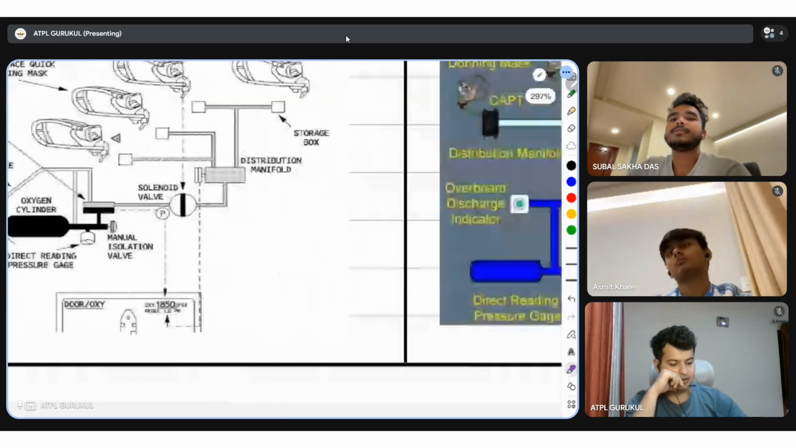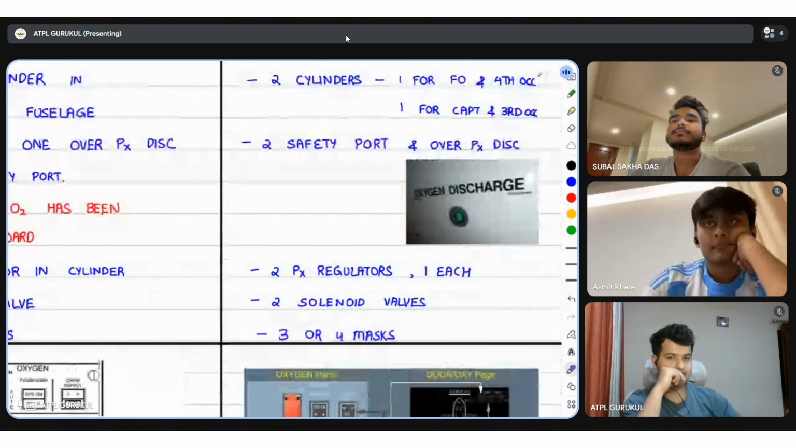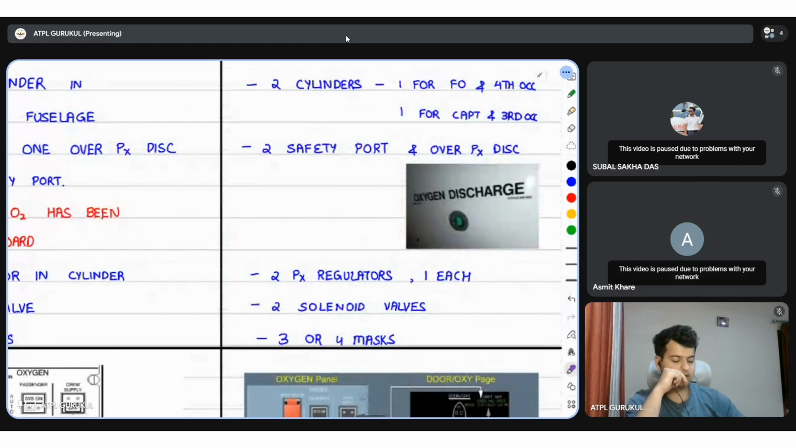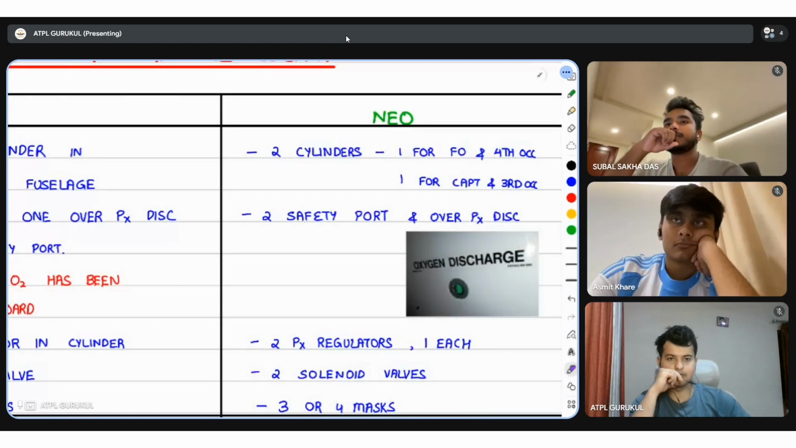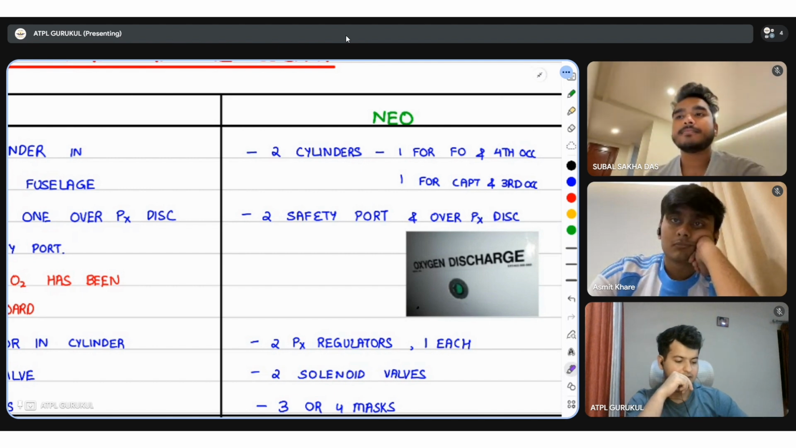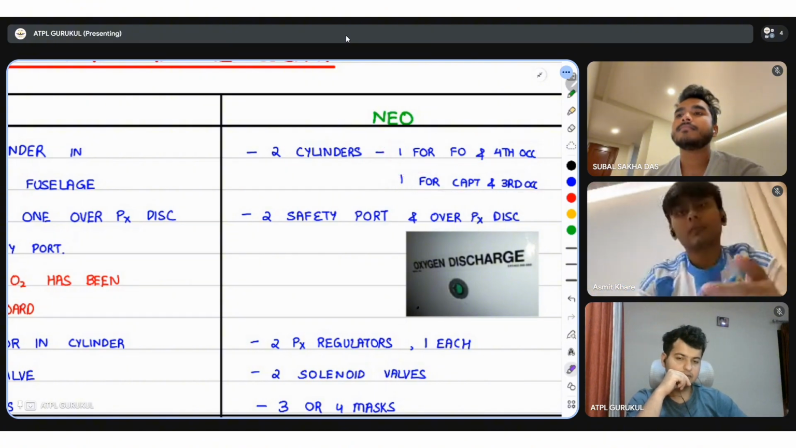With ECAM. Let's have a look at how things are different in the neo aircrafts. Pay attention. In the neo aircrafts, you have two cylinders instead of one. So it's basically divided into two subsystems. One is for the left side, one is for the right side. The one for the right side is for the first officer and the fourth occupant. One for the captain and for the third occupant. Clear?